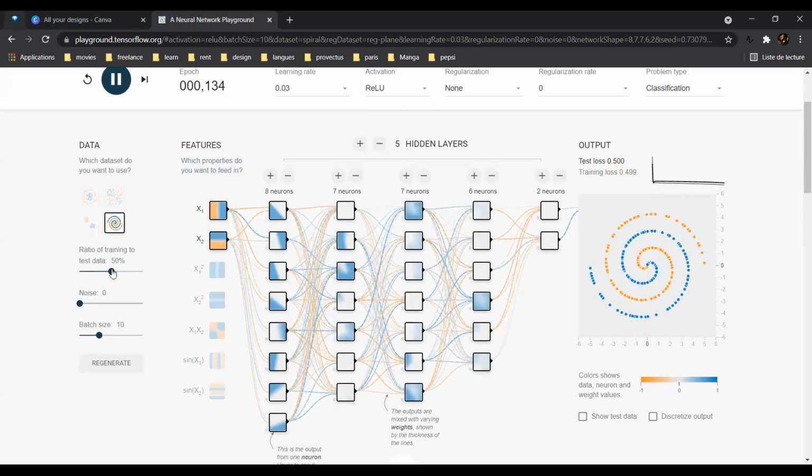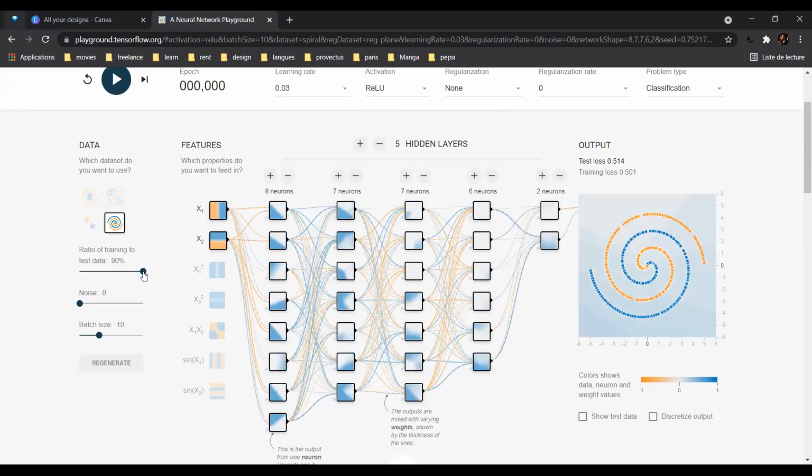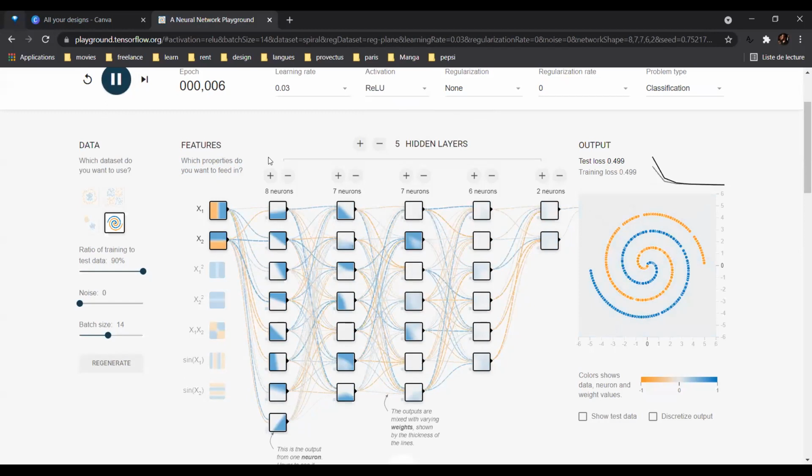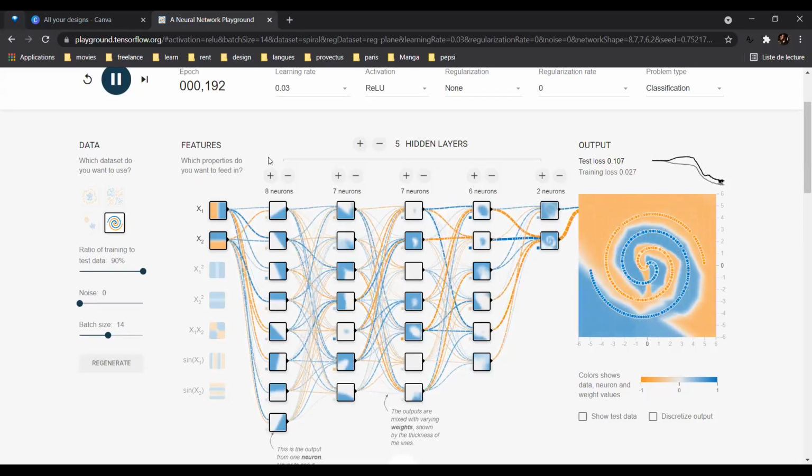So overfitting is always, okay. Ratio of training to testing data. Yeah, let's give it more training data, zero noise. Make it bigger, nice. Let's see if it trains fast enough with ReLU. Yeah, there you go. Definitely a lot faster than tanh, right? So it did it in like 200 epochs.